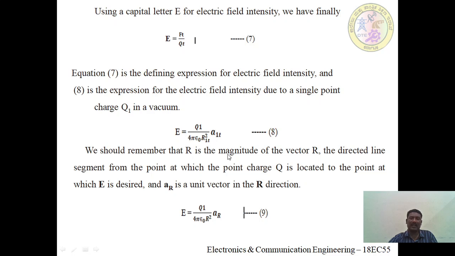Okay, here R is the magnitude of the vector R, the directed line segment from the point at which the point charge Q is located to the point at which E is desired, where aR is the unit vector in the direction of R. See that a1t is the test charge direction, and this test charge direction is replaced by unit vector aR. Then E is equal to Q1 divided by 4 pi epsilon naught R square into aR.